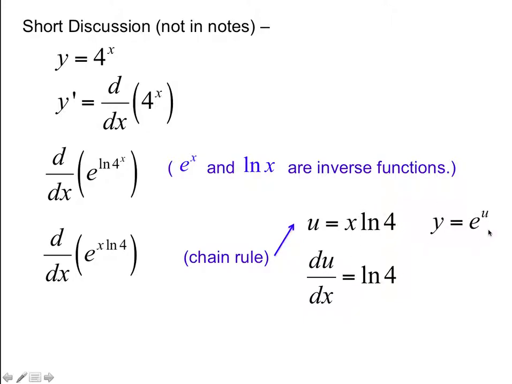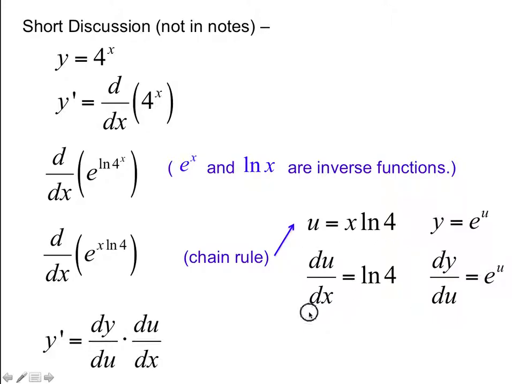The derivative of e to the u is e to the u. So I've got the derivative of the outside, e to the u, and the derivative of the inside, natural log of 4, and I'm just going to multiply those together. So here's the derivative of e to the x natural log 4. I'm just going to put the substitution back in here, and there's my derivative.